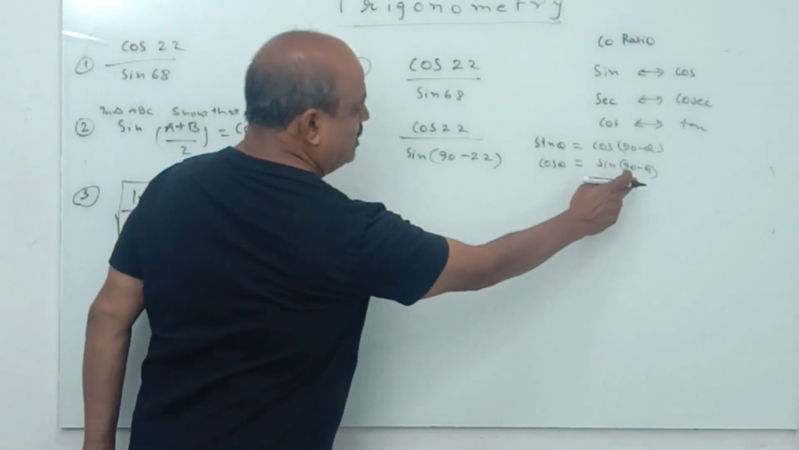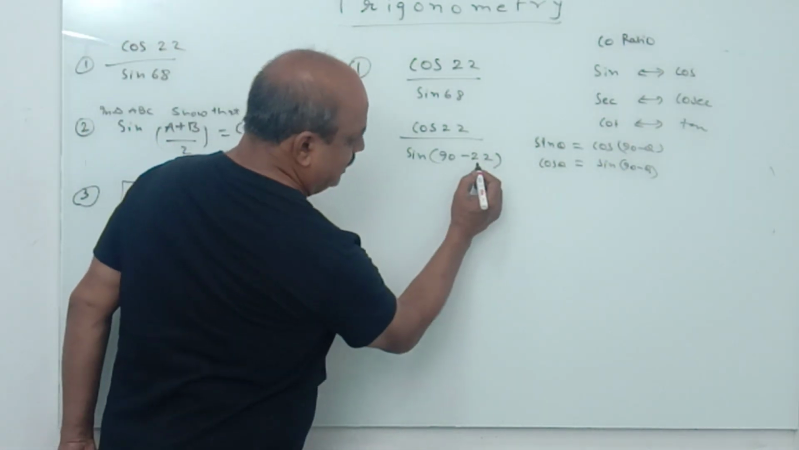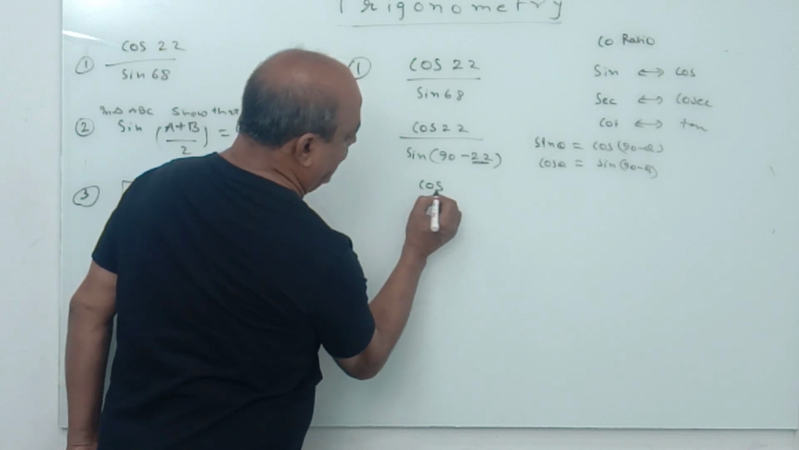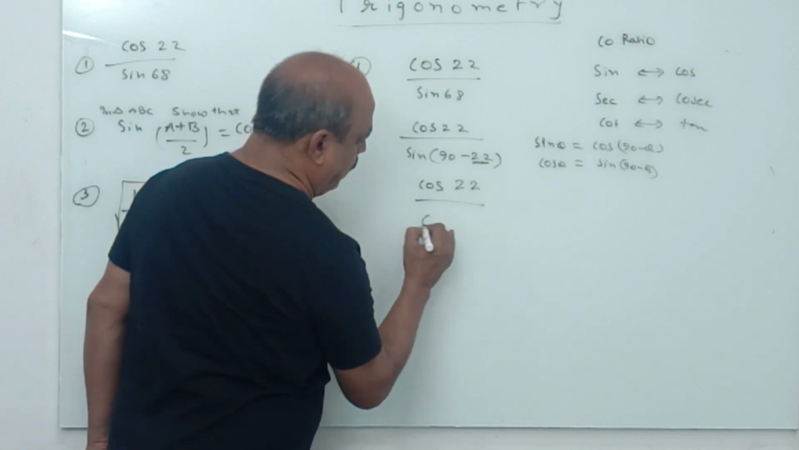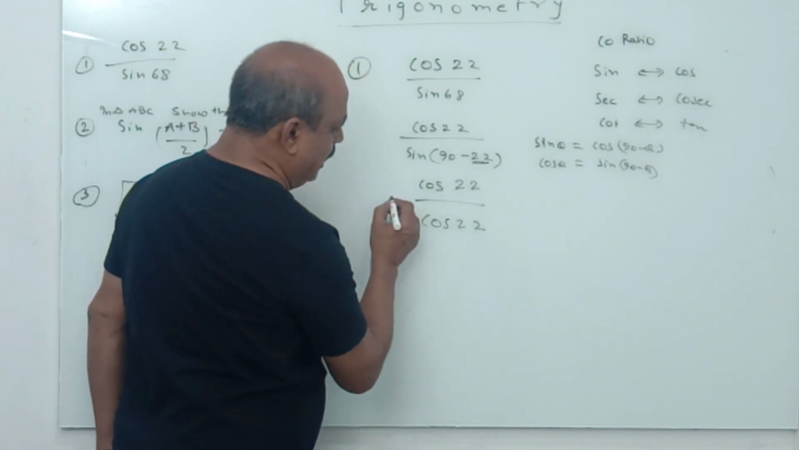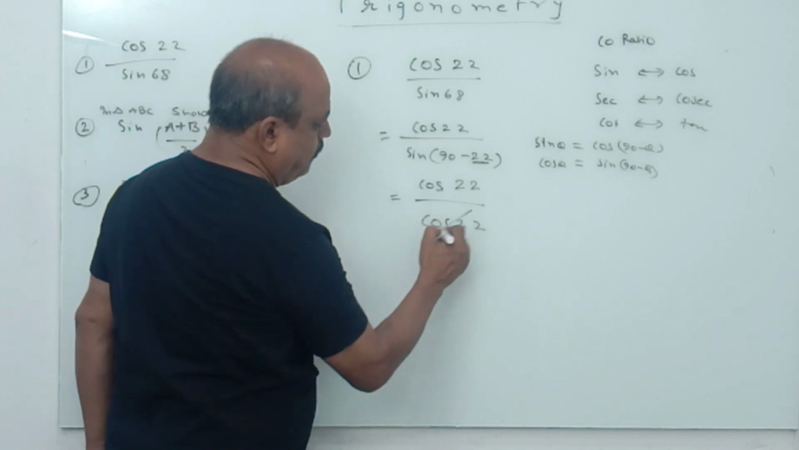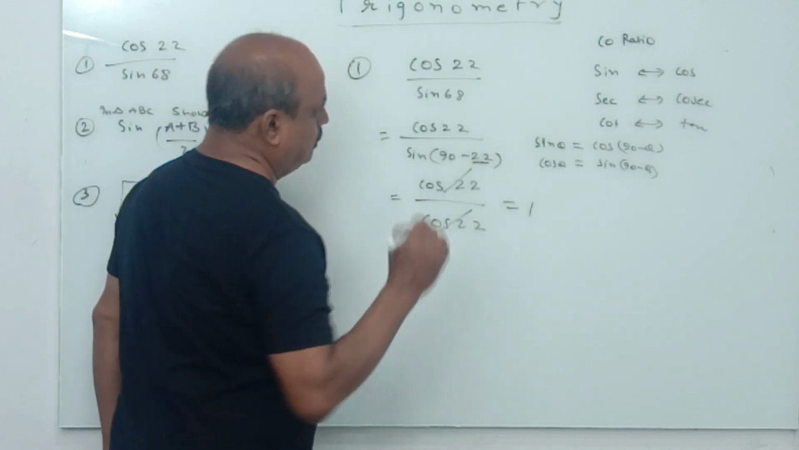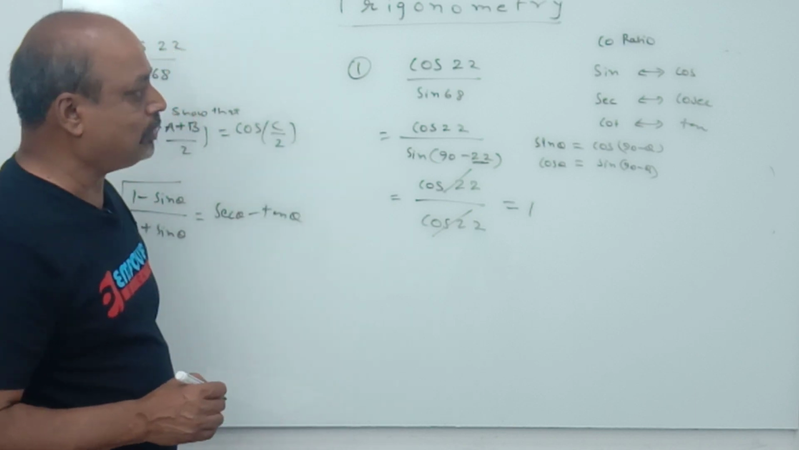Sine of 90 minus theta is cos theta. My theta is 22, so I can write cos 22 upon cos 22. Clearly this can be cut off and the answer is 1. So this is our first problem.